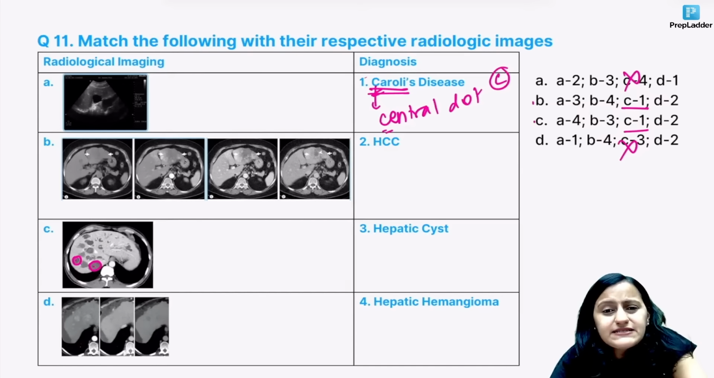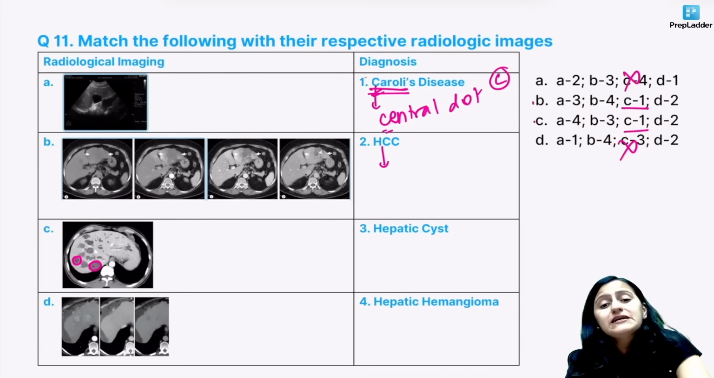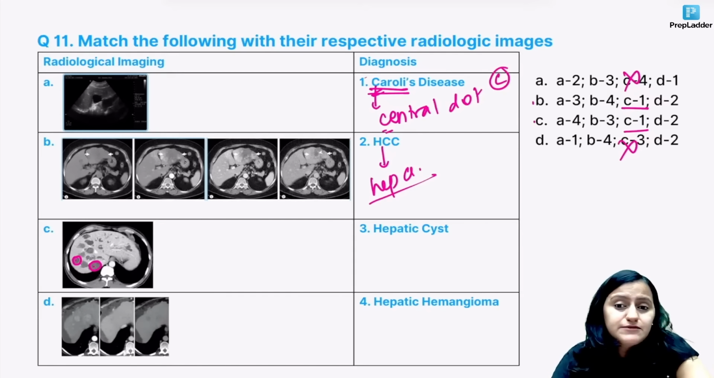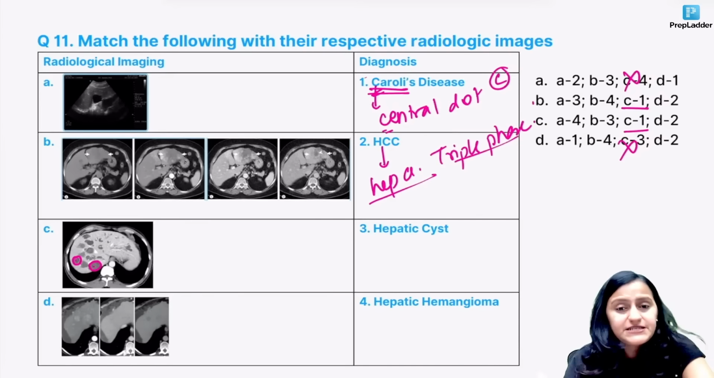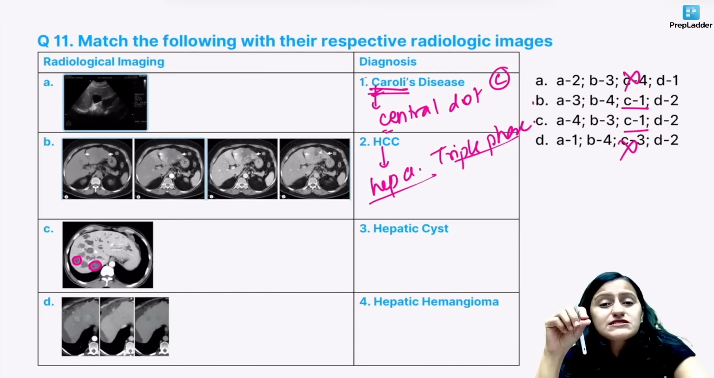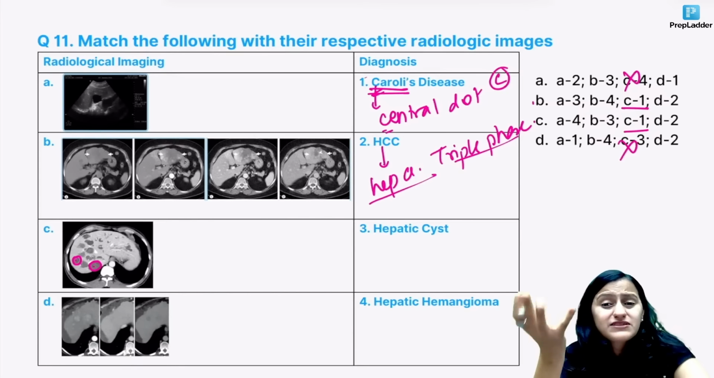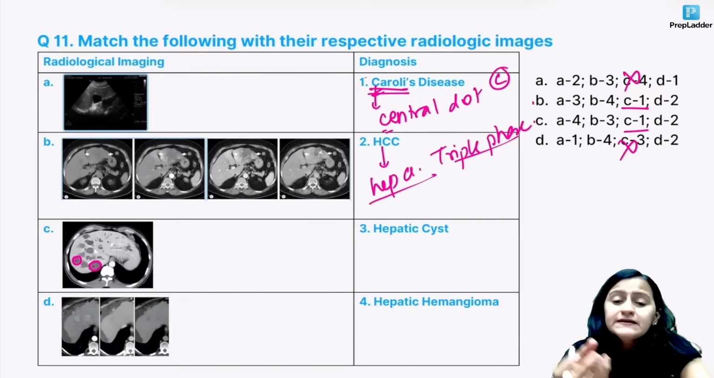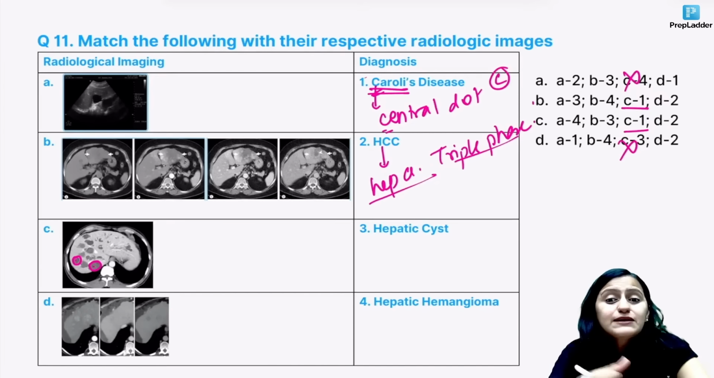Okay, now let's have a look at the next one. HCC. What do you know about HCC? Hepatocellular carcinoma is supplied by the hepatic artery rather than the portal vein. So when you give contrast for liver lesions, you do a triple phase contrast CT. The HCC, which is supplied by the hepatic artery, shows early arterial enhancement. The rest of the liver has not even enhanced, but it enhances fast. The faster it enhances, the faster the contrast goes out also. There is early washout also.